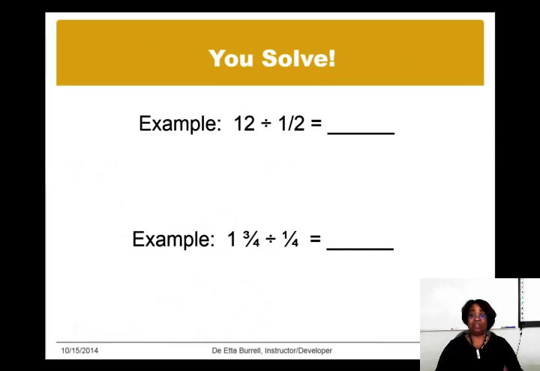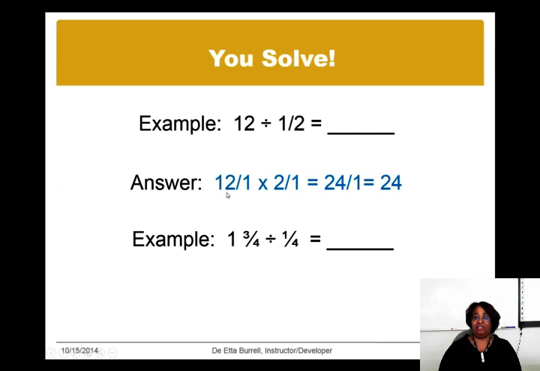You guys try these 2 and tell me your answers. Keep, switch, flip. The top one is 24. So we'll have 12 over 1 times 2 over 1, which gives me 24. Okay, what about this one? Make it proper, and then keep, switch, and flip.